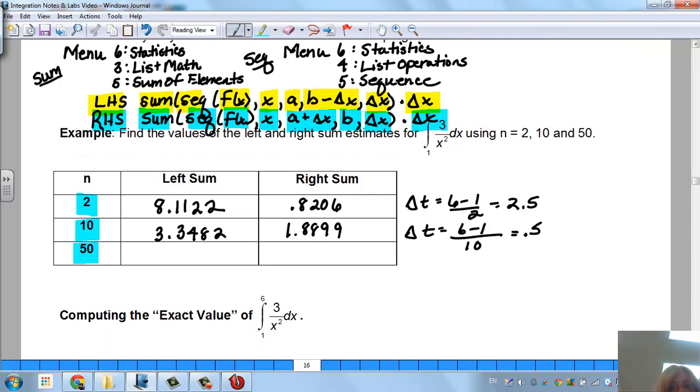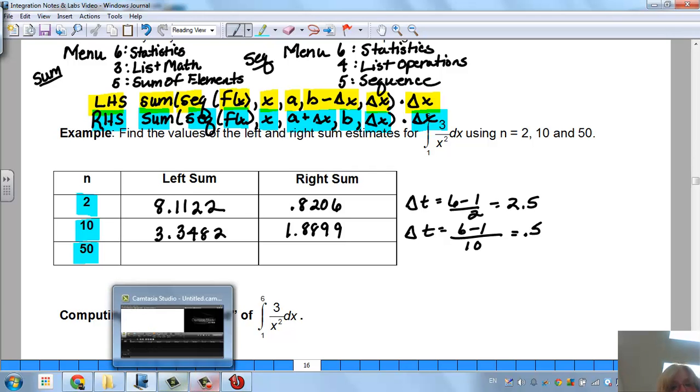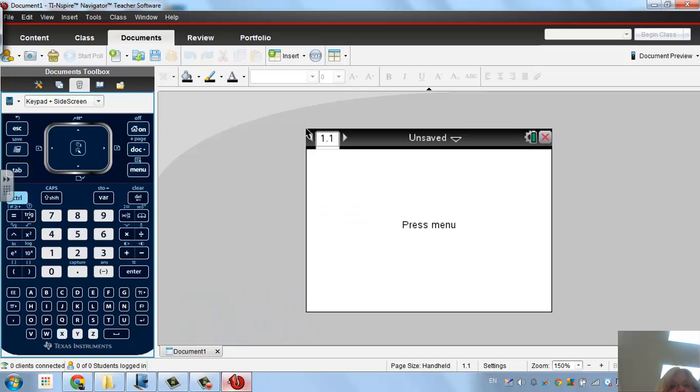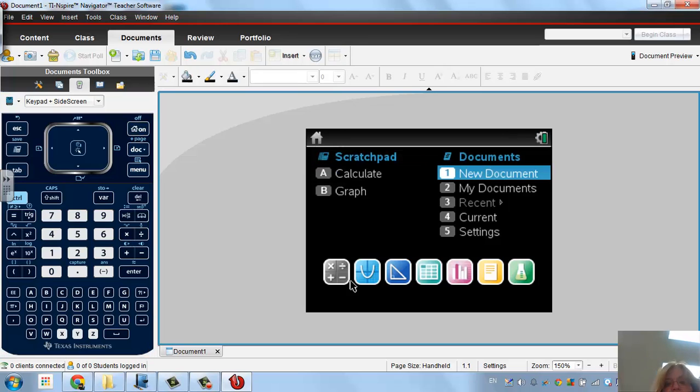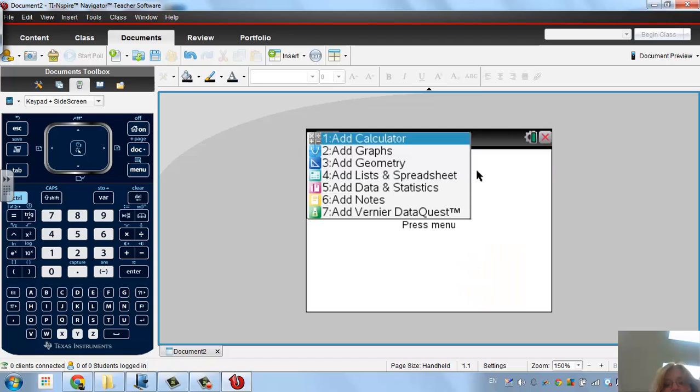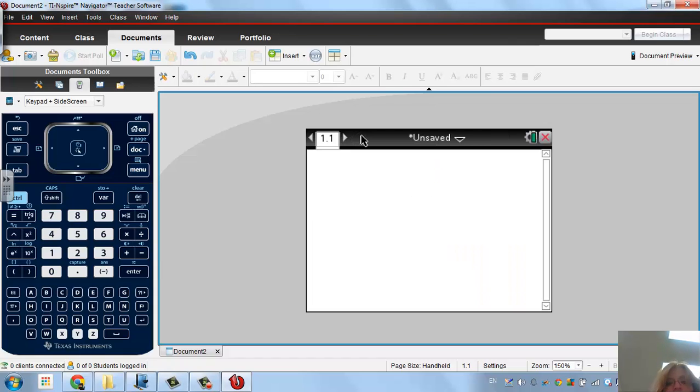So I want to do one of these with you. First of all, let's just put it in the calculator and then I'll fill this in for you. So bring up your calculator, and if you need to stop this to grab one, please do. So I'm going to start at home, and I'm going to do a new document, and I want a calculator. New document, and I'm going to add a calculator. All right. So let's go through these steps. We'll do the left-hand sum.